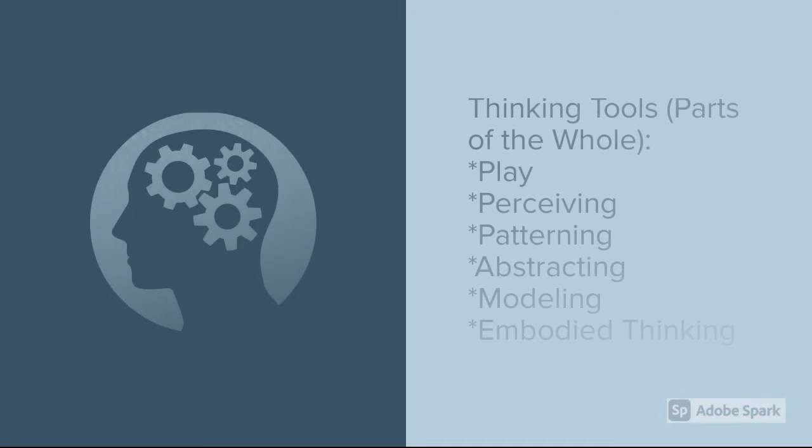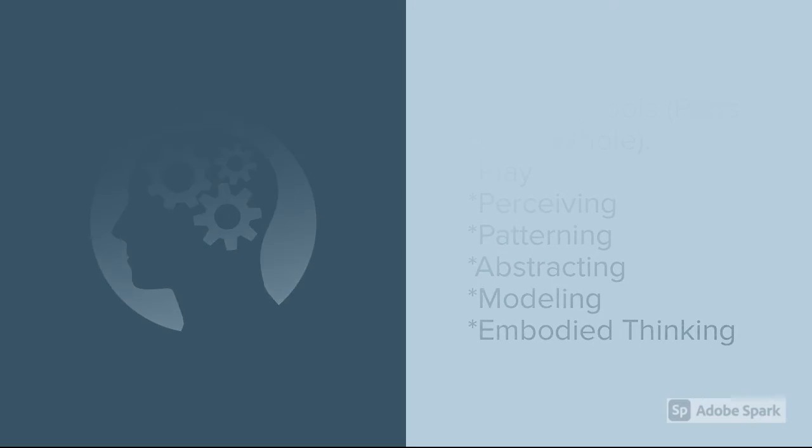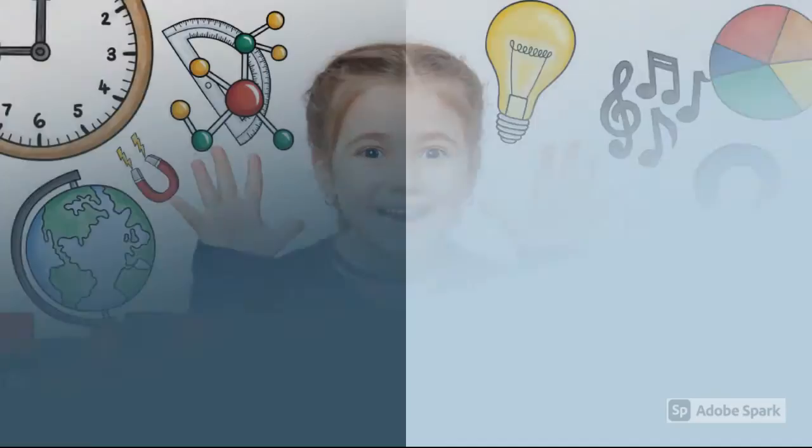Here are the different thinking tools we can integrate into math lessons to change how we teach fractions. These thinking tools are play, perceiving, patterning, abstracting, modeling, and embodied thinking, and they're featured in the book Sparks of Genius. These different thinking tools will represent different parts we can integrate to foster the whole, or in other words, to foster our goal of strengthening student conceptual understanding of fractions.